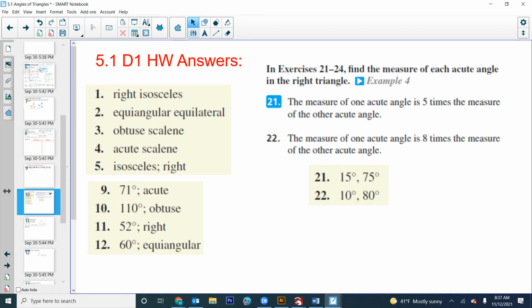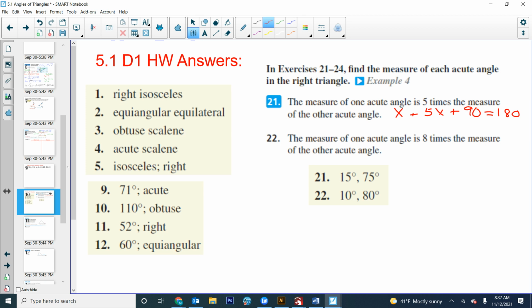So if we call one angle x, the other one is 5x, and the third angle is 90. Do you agree that those are the angles? The three angles in a triangle have to add up to equal 180. Okay. Yeah, I just misheard you. Yep.